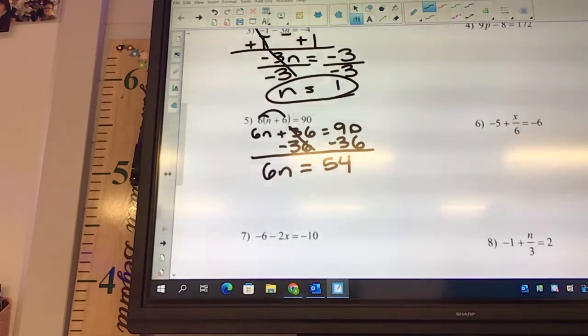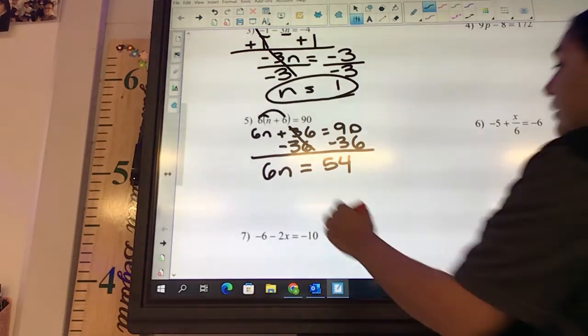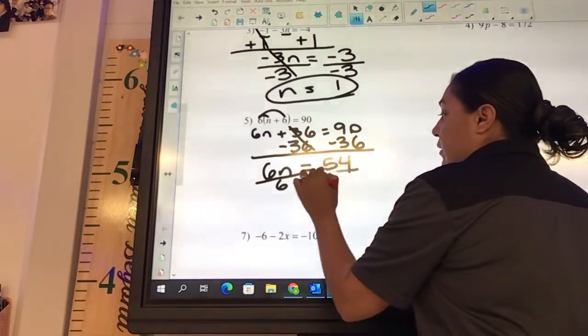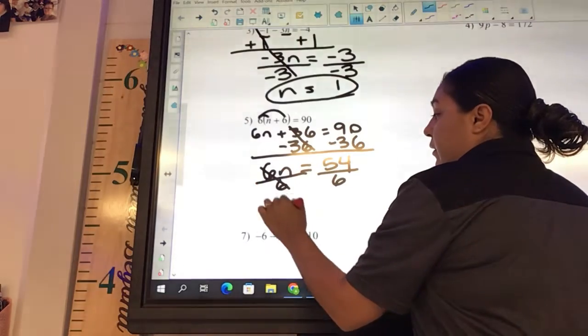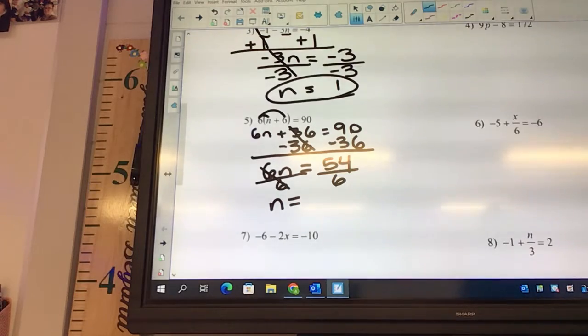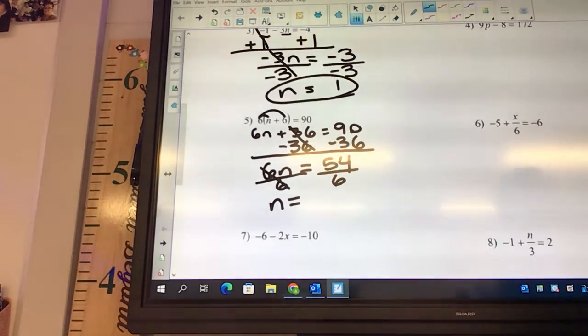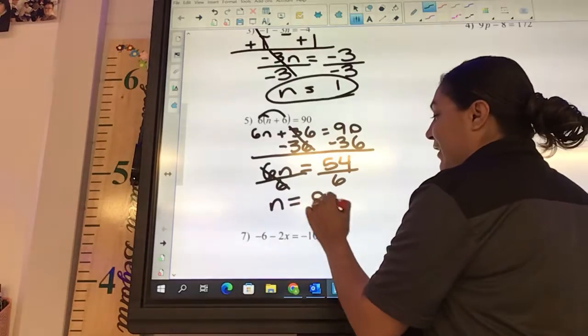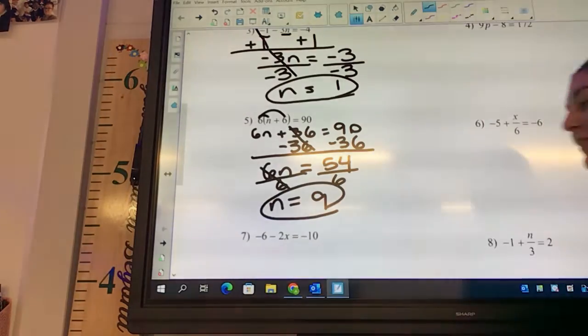Okay, and then what needs done? Divide by 6 on both sides. Okay, what is 54 divided by 6? 9? Are you sure, Hannah? Yeah. Okay, we'll see.